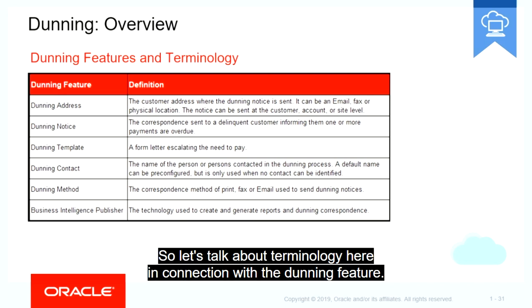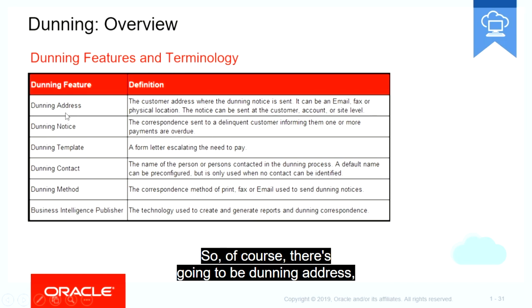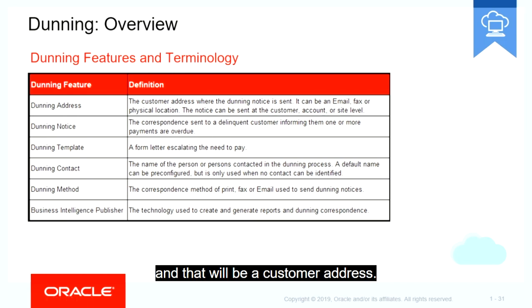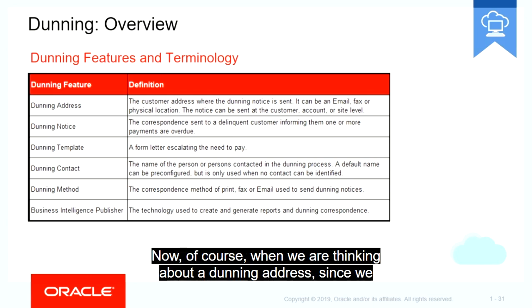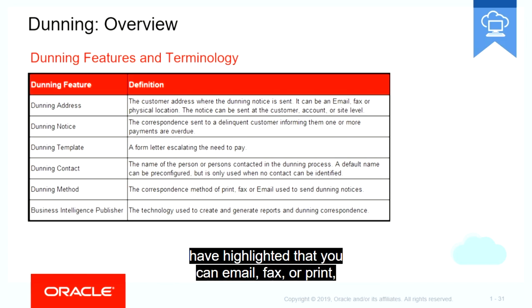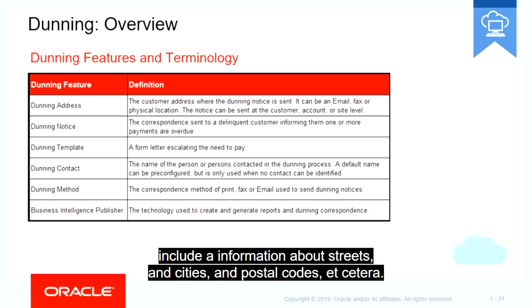So let's talk about terminology here in connection with the Dunning feature. Of course there's going to be a Dunning address, and that will be a customer address. That is where that Dunning letter is going to be sent. Now, since we have highlighted that you can email, fax, or print, this address could be an electronic email address, it can be a fax number, or it can be a physical location, which of course will include information about streets and cities and postal codes, etc.